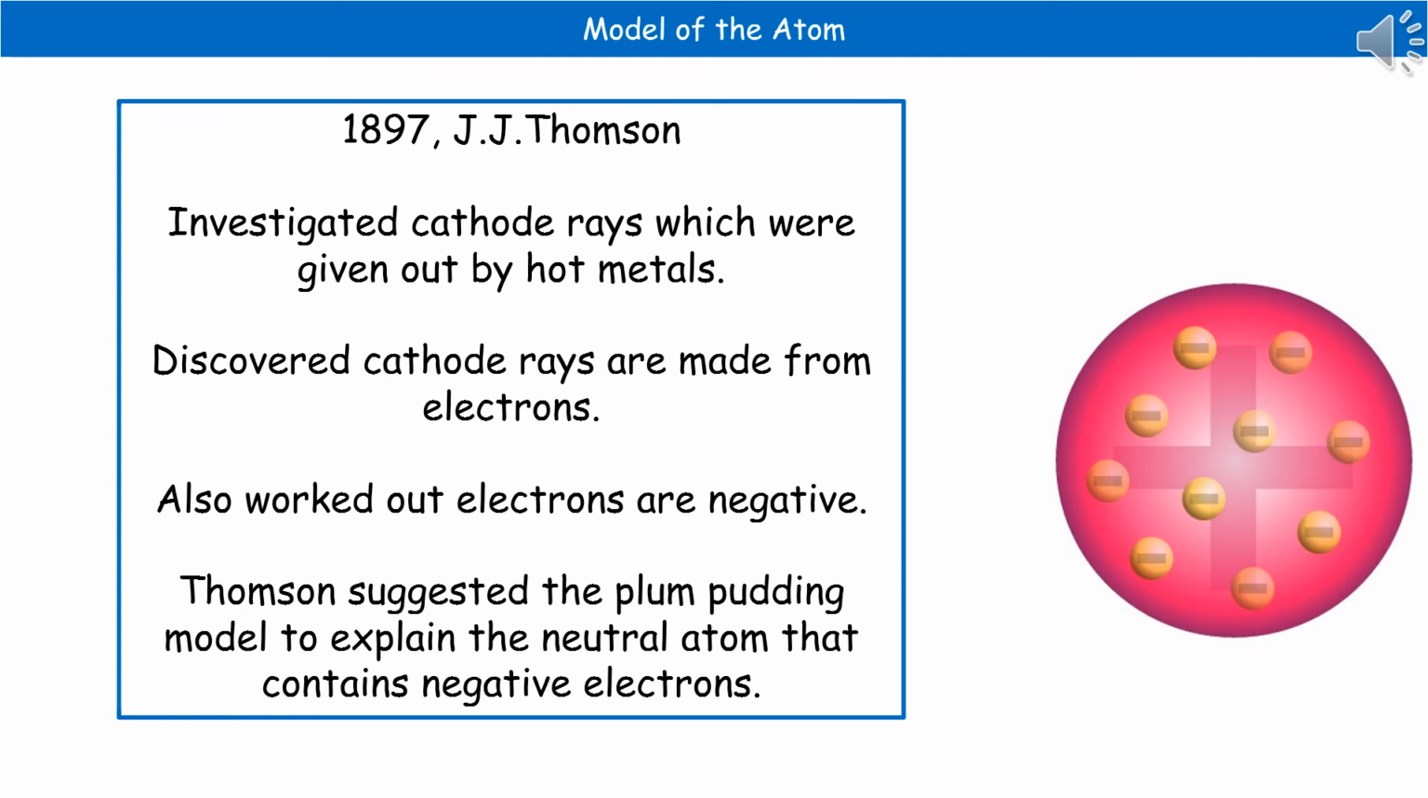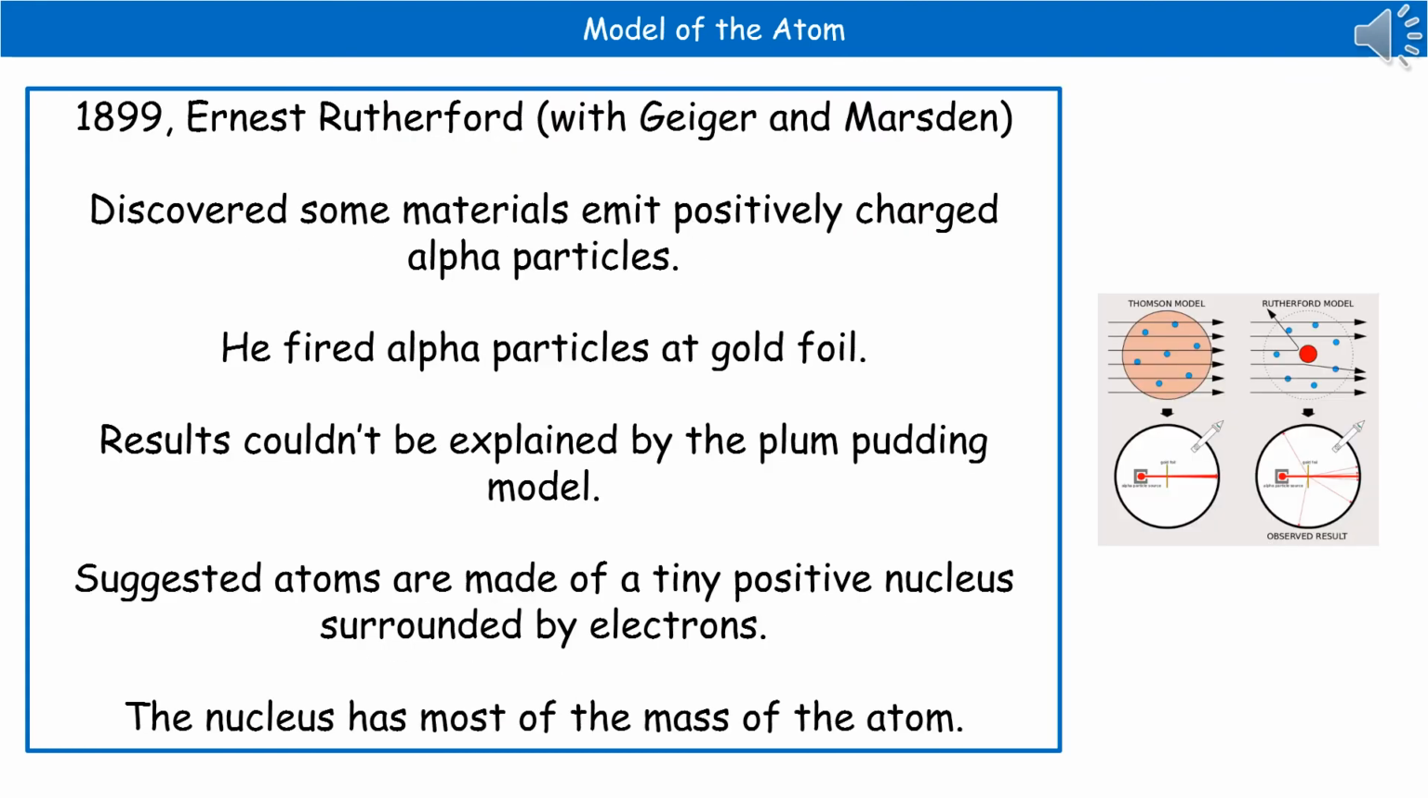So he came up with the plum pudding model, which is the fact that we've got these negative electrons in a positive cloud. Our third scientist is Rutherford, who worked along with Geiger and Marsden, and he discovered that some materials emit positively charged alpha particles. He fired those alpha particles at very thin pieces of gold foil and found that his results couldn't be explained by the plum pudding model. So he suggested that atoms are made of a tiny positive nucleus surrounded by electrons, and that the nucleus has most of the mass of the atom.